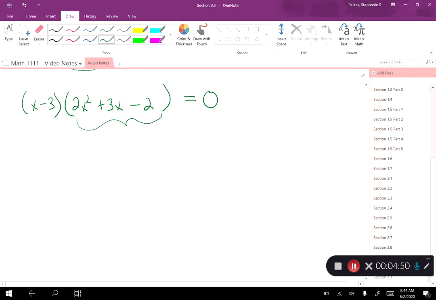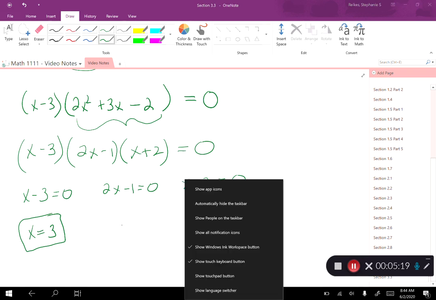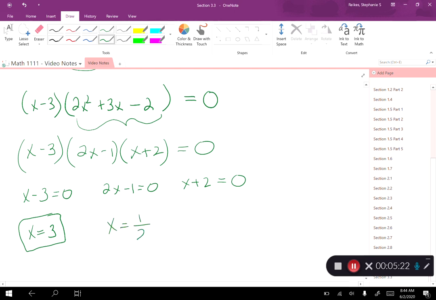You can do the AC method. For the sake of time, I'll go ahead and give you the answer. This factors to 2x minus 1 times x plus 2. And now to find all the zeros, set each expression equal to 0 and solve for x. So x equals 3, that one we were given. Solving for x in the middle, add 1, divide by 2. So positive 1/2. And subtracting 2, negative 2. And the problem is complete.